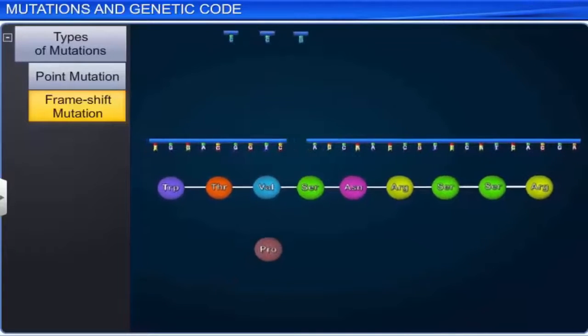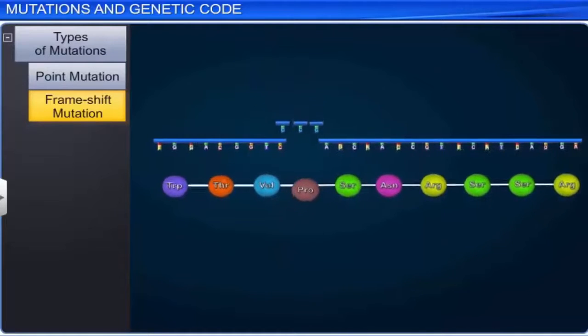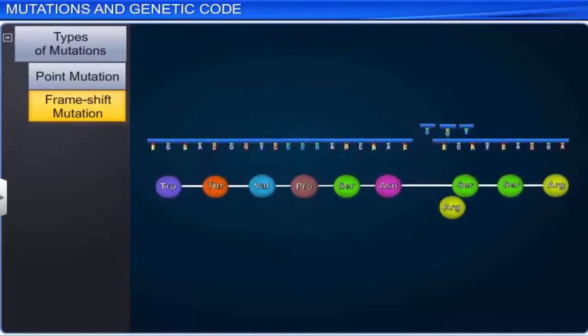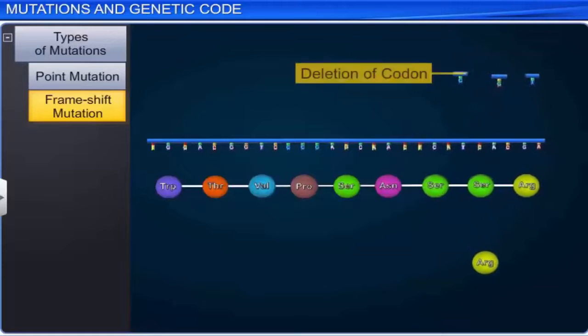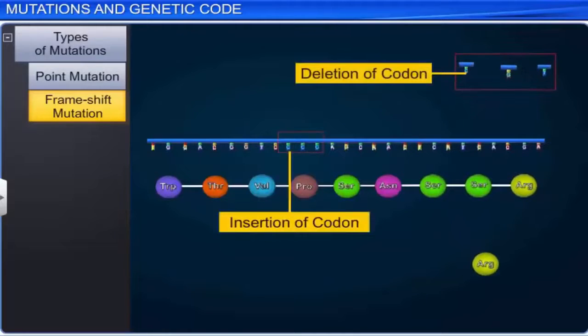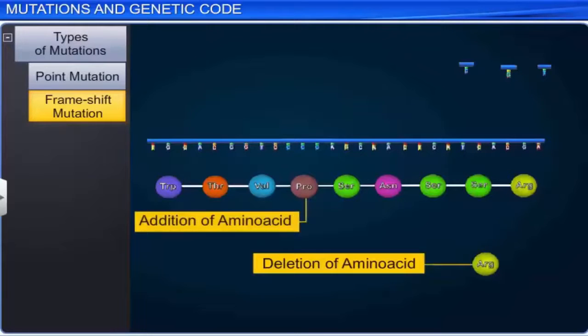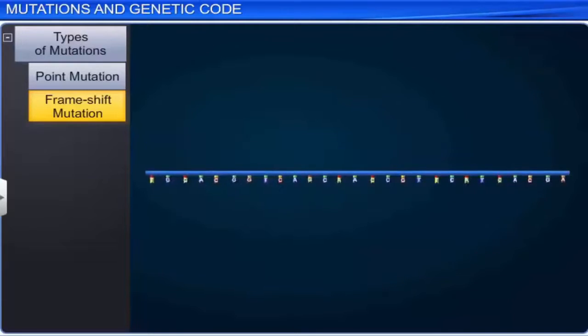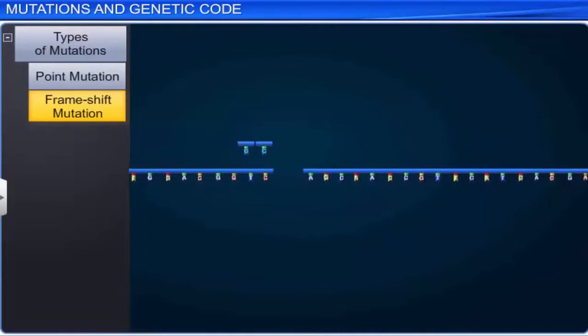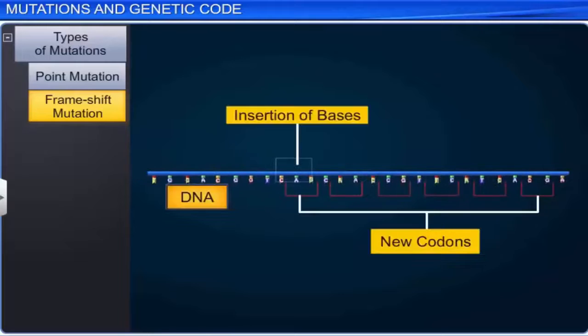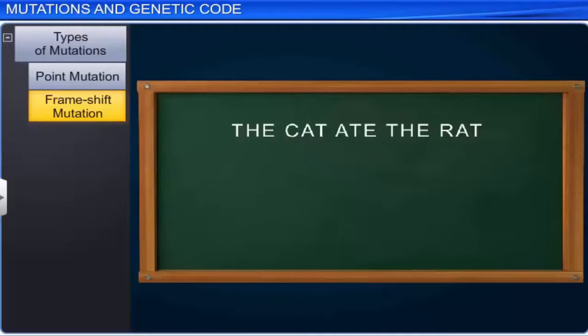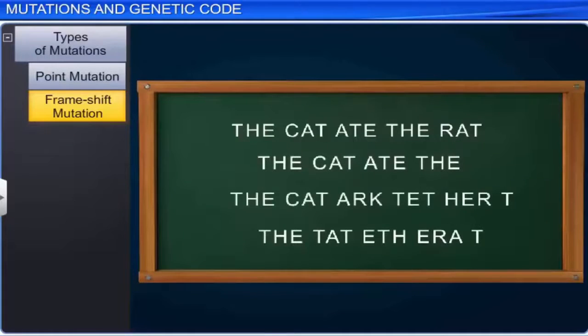Likewise, in a frame shift mutation, if three or multiples of three bases are inserted or deleted, it will result in the deletion or insertion of a codon. This in turn will result in the creation or deletion of an amino acid. Interestingly, frame shift insertion or deletion of one or more bases changes the reading frame only from the point of insertion or deletion. This point is clear when we compare the original statement with the statements that represent the mutation.